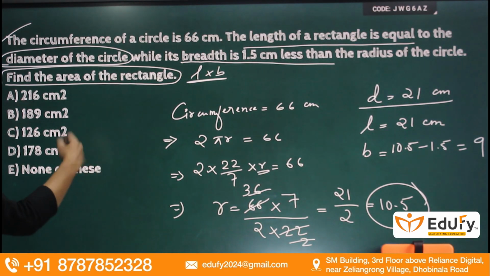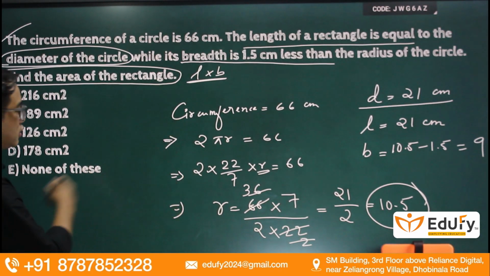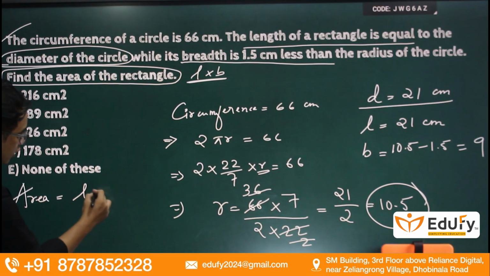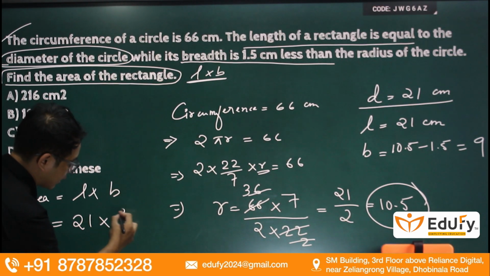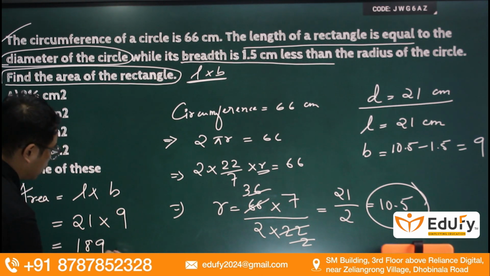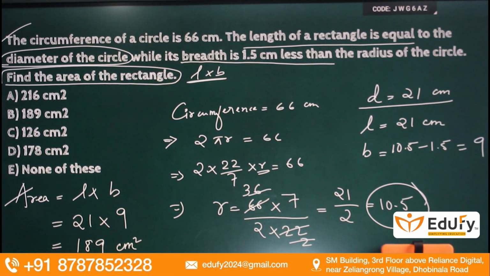Right? So I just have to apply the area formula now. I have to just put in the values, and then I'll get my answer. So area of the rectangle would be length into breadth. I got my length as 21 and my breadth as 9. So 189 centimeter square. Don't forget the square. So this is 189 centimeters square as your answer.